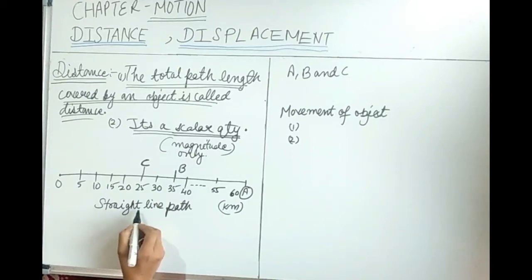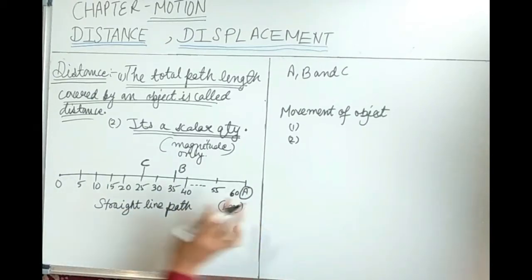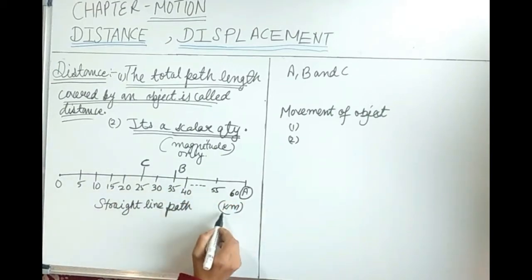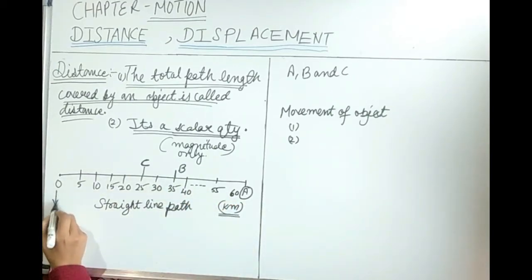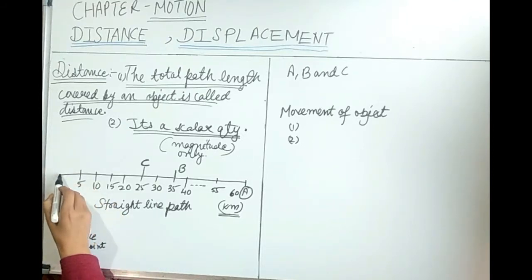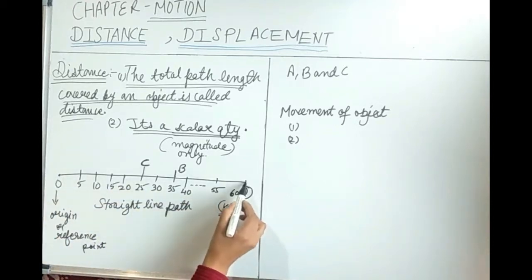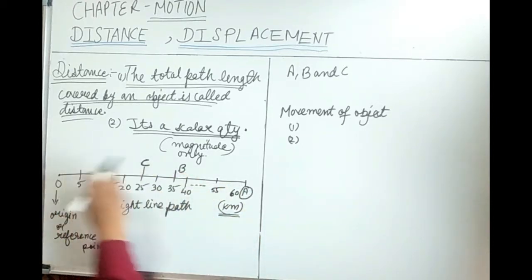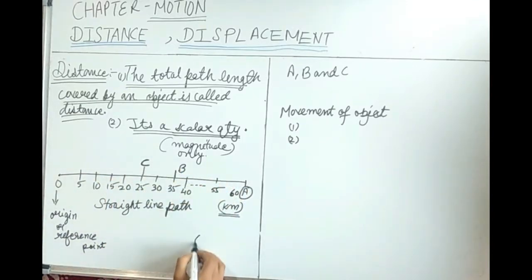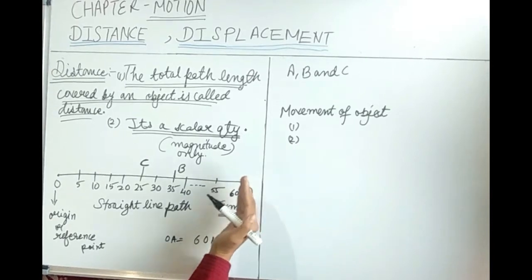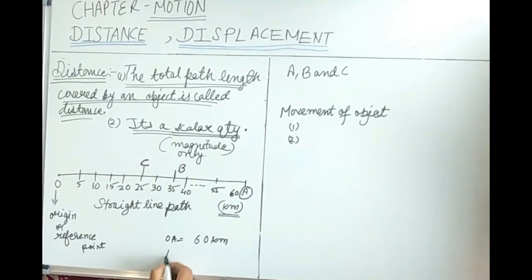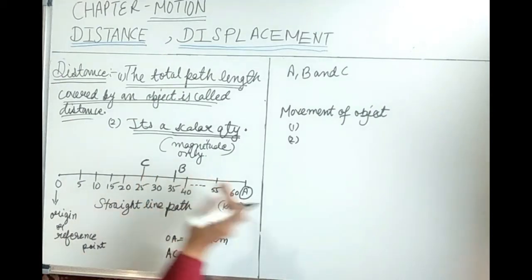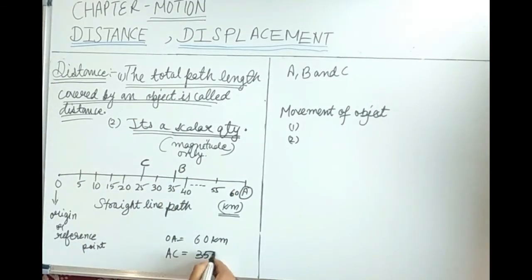Let's consider the straight line path O to A, that total length is 60 and it is given in kilometers. O is the origin or reference point. An object has started from O and it has moved to A. So the total distance covered is OA. The length of OA is 60 kilometers. And in the second step, the object moved back from A to C. The distance covered is AC, and you can see A to C is 35 kilometers.